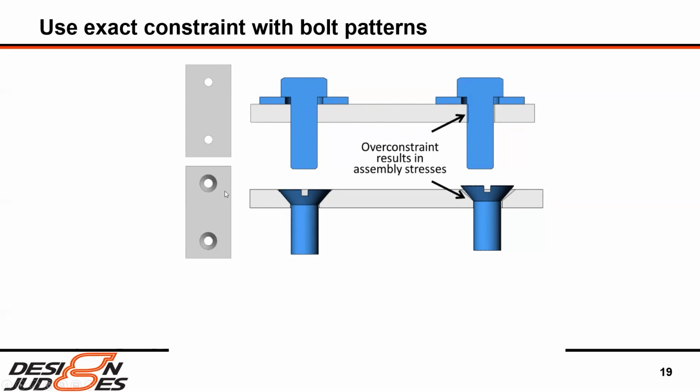Another common one we see is multiple countersinks. This first countersink will actually completely line up the hole right here. When you go to put in the second countersunk bolt, it's going to be slightly off center, and it's actually going to press just on one side of it.